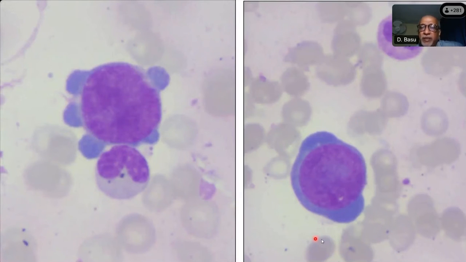They're all proerythroblasts, giant proerythroblasts. Some of them have very coarse nucleoli or inclusions, and others do not. But also notice this dog-ear type of appearance that they have, right?